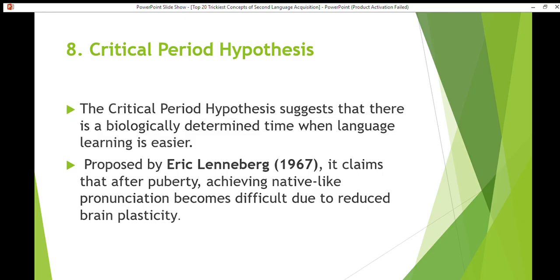The next is the critical period hypothesis. This hypothesis suggests that there is a biologically determined time when language learning is easier. Proposed by Eric Lenneberg in 1967, it claims that after puberty, achieving native-like pronunciation becomes difficult due to reduced brain plasticity.